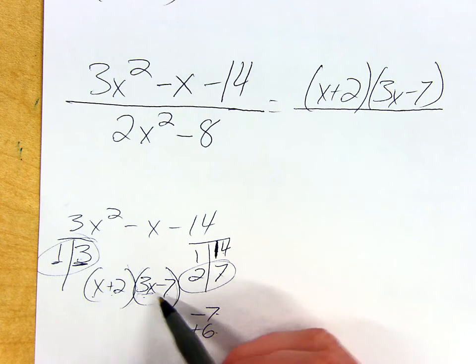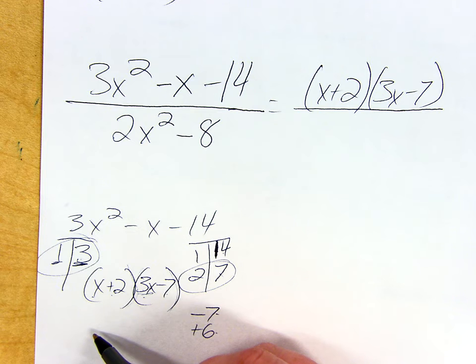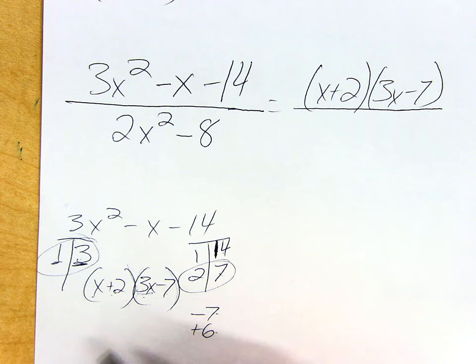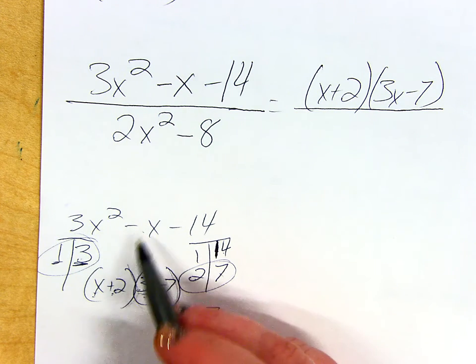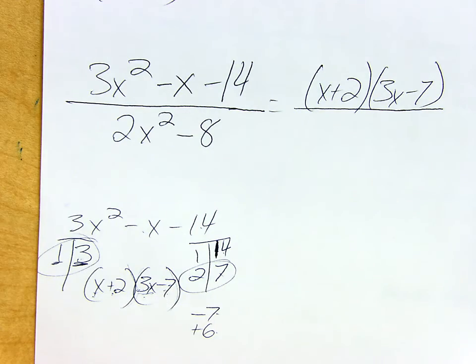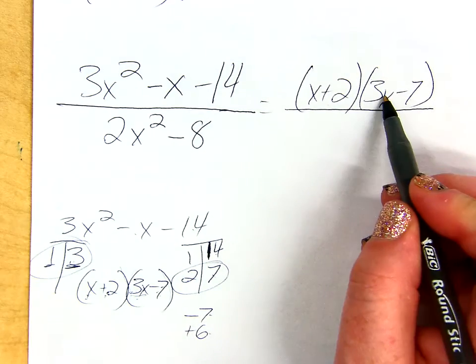You can always FOIL this back together to check and make sure that you have the right combo with the right sign in the right spot. But I think I've got it, but we could check. 3x squared minus 7 plus 6 is a minus x, minus 14. Hooray! So now I have that one.